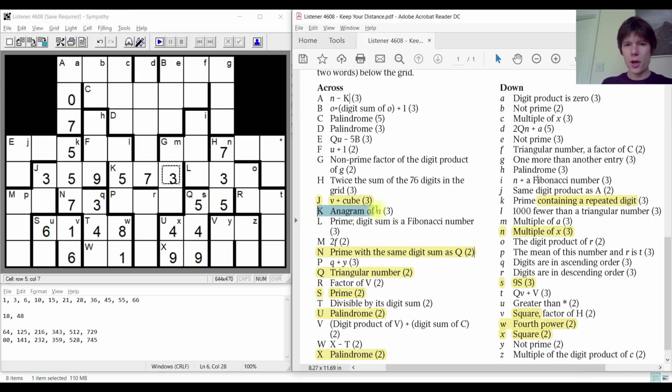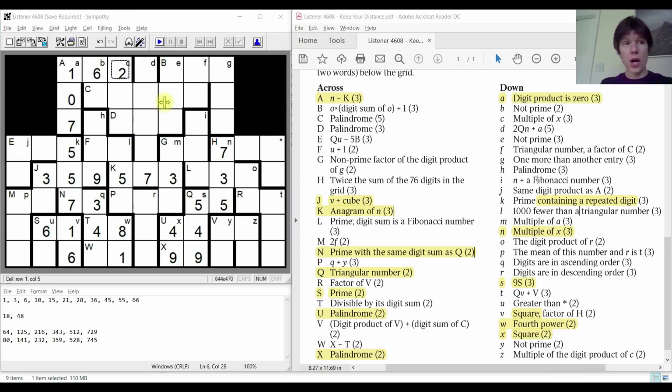So we can cross off big K, because that's now an anagram of little n. We can also fill in big A, which is little n minus big K, which is 162, and I can cross off that clue. And now we know exactly what little a down is, and its digit product, as we know, is 0, so I can cross the clue off.